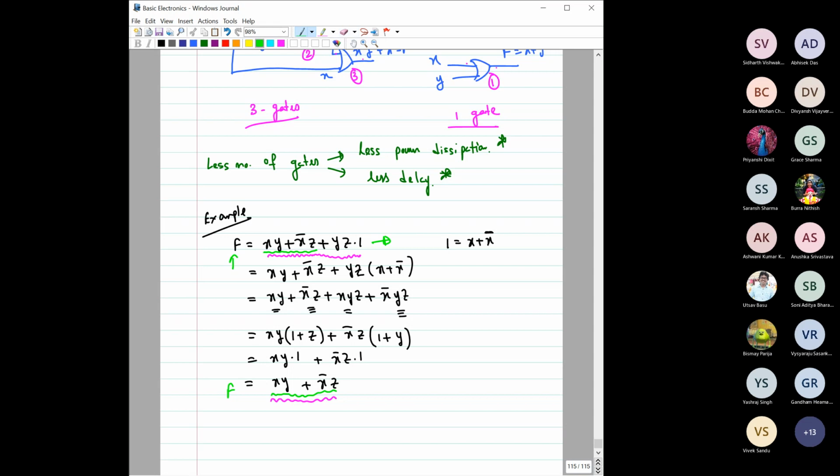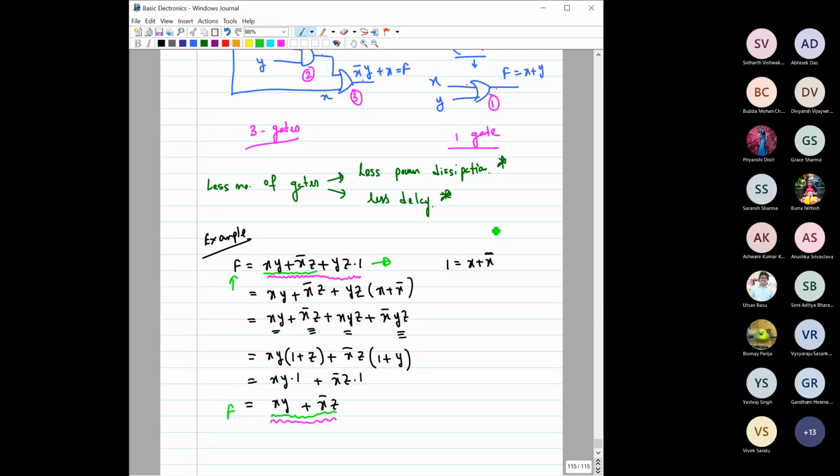Hello, sir. Sir, why did you put that one as x plus x bar in the last term? Can we do this in any of the terms, sir? Yes, that comes with a bit of practice, right? If you do it with the other one, it will be difficult for you to get this minimized expression.